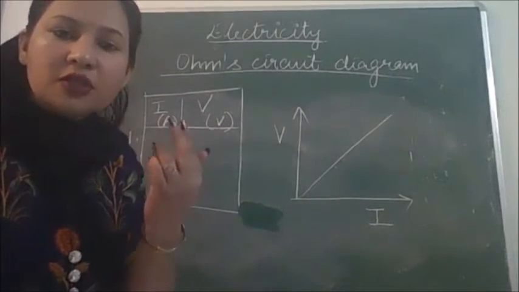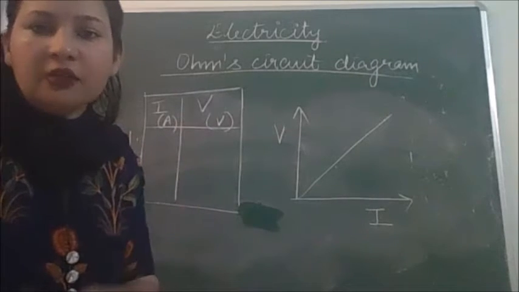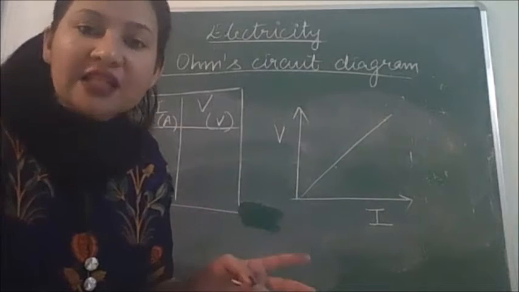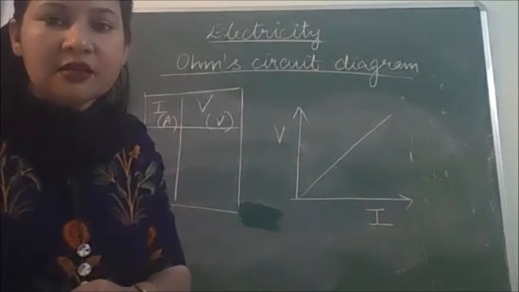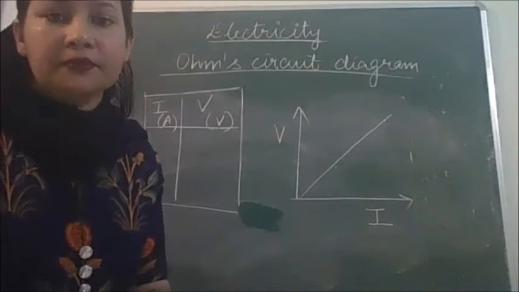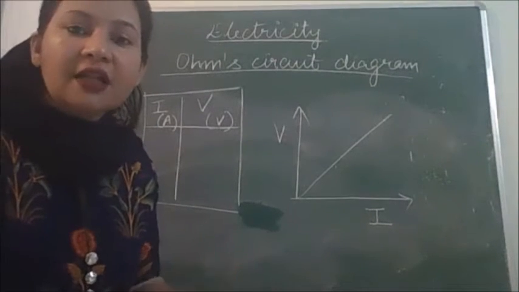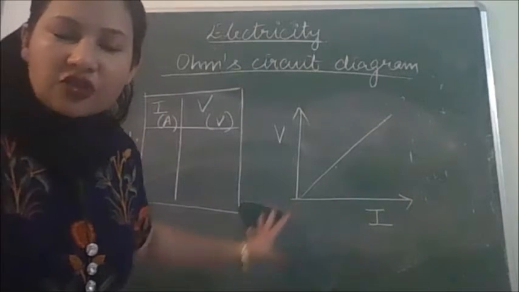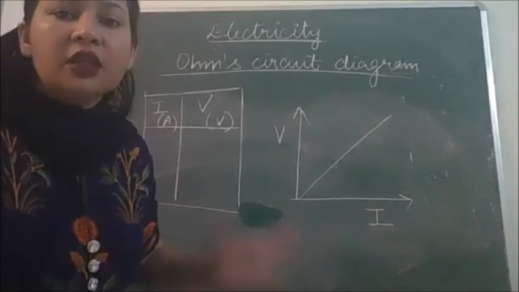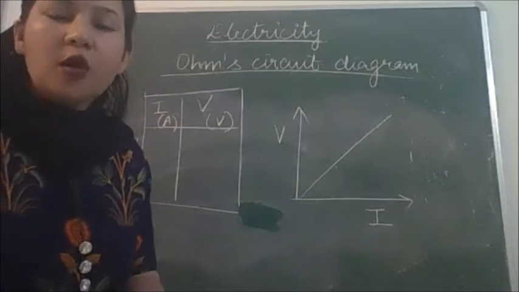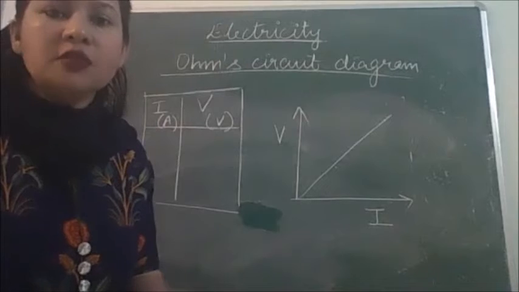So suppose we connect one cell in the circuit, suppose 1 ampere current is flowing. If we connect 2 cells, the current will be doubled, if we connect 3 cells, the current will be tripled, and so on. So this proves that current is directly proportional to potential difference. So this is actually the purpose of the experiment. We note the relation between current and voltage. And this also is the statement of Ohm's law.